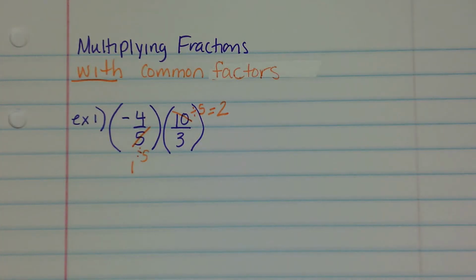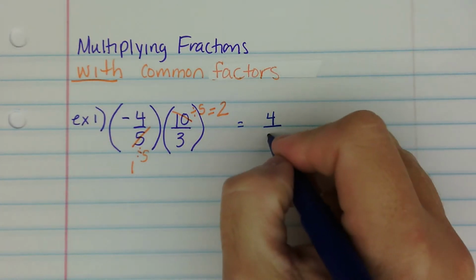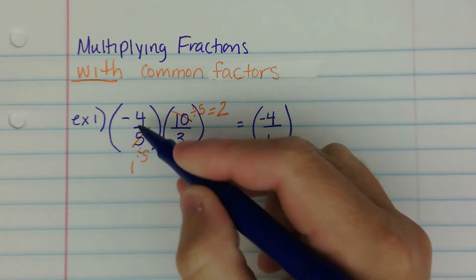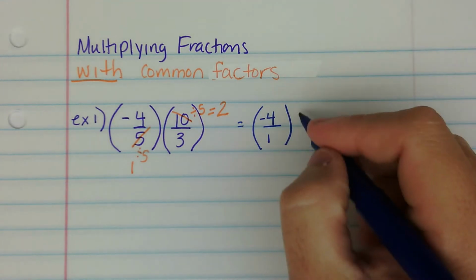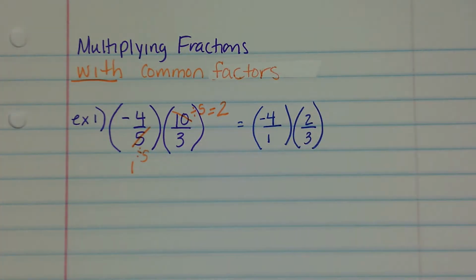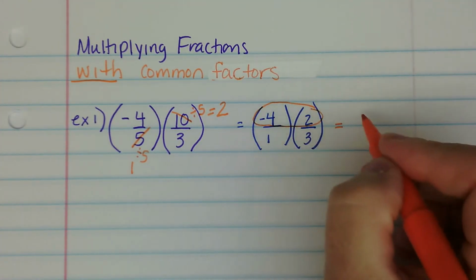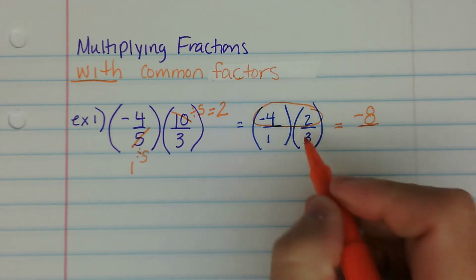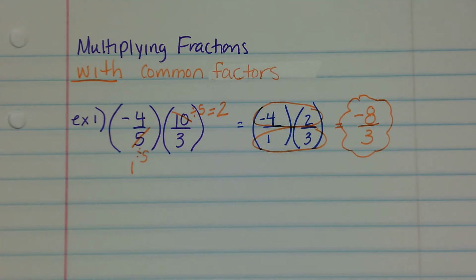Now I have everything done. So just to rewrite this so it's neat, and you don't have to rewrite it every time. I was just being a little messy there. Now I have -4 over 1, and 2 over 3. Now I can multiply across and do my numerators, -4 times 2. Remember, the signs are different, so we have a negative. And 1 times 3 is 3. And our final answer is -8/3.